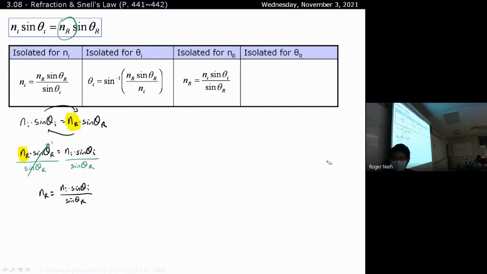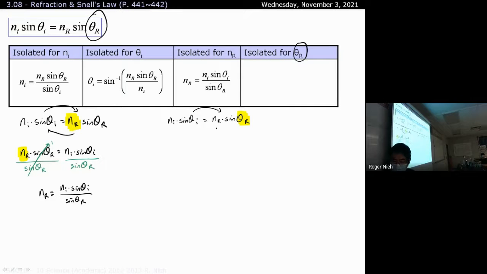All right, now let's solve for theta r. So now we're solving for this last variable here. Starting all over again, we're going to rewrite the entire equation. So n_i times sine theta i is equal to n subscript r times sine theta r. I'm going to highlight to remind you what our objective is. You'll see that our objective is on the right-hand side, but to be grammatically correct, this needs to be placed on the left-hand side.